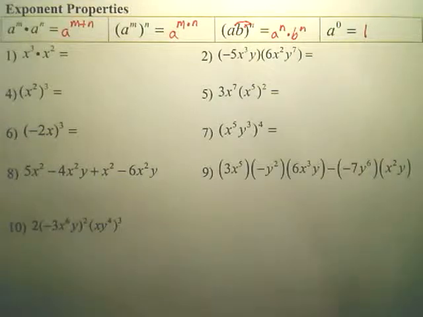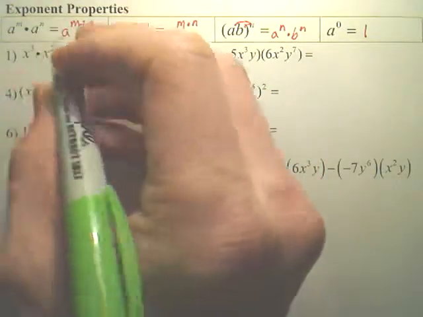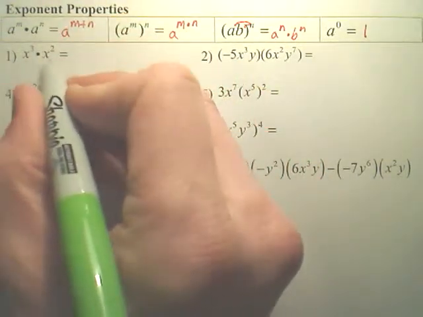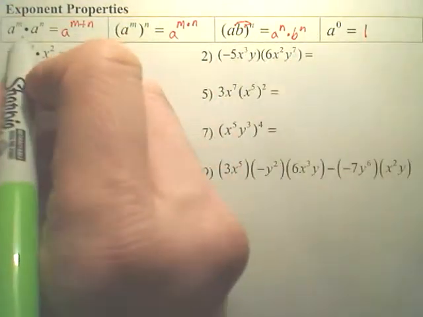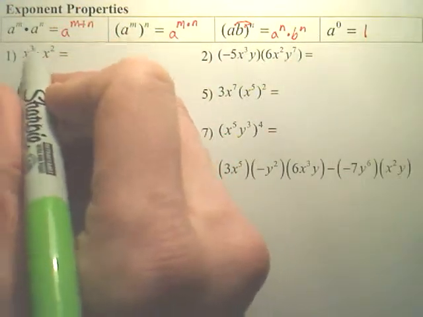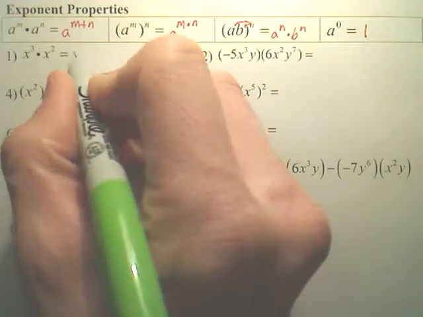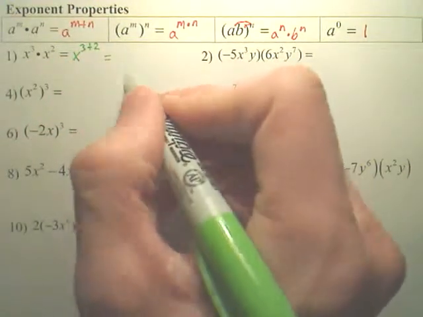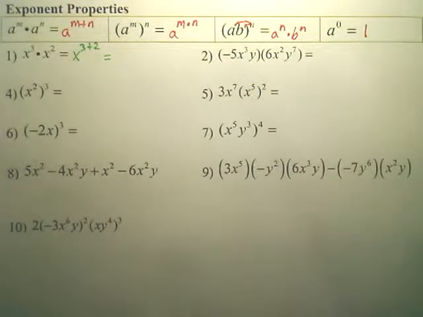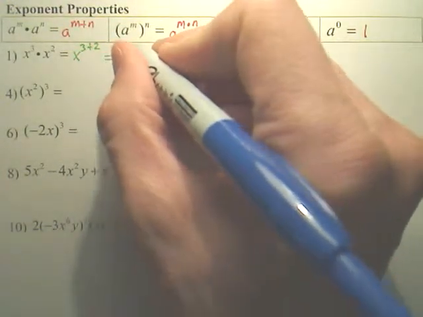There are shortcuts, which I'm going to talk about, and it kind of can make sense of why they do what they do. Anywho, for number 1, if I have x to the third times x squared, which of these properties is it? It's the first one. Same bases, different exponents. Your answer is simply x to the 3 plus 2. You're just going to add the powers, which would be x to the 5th.